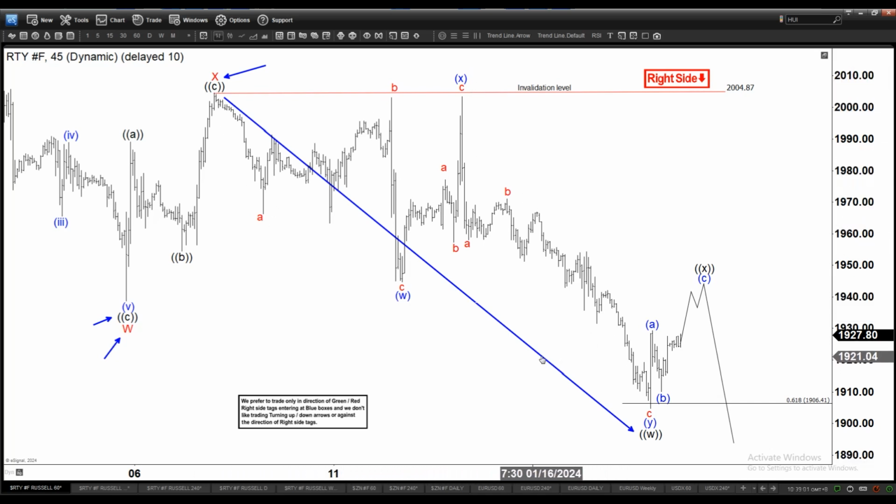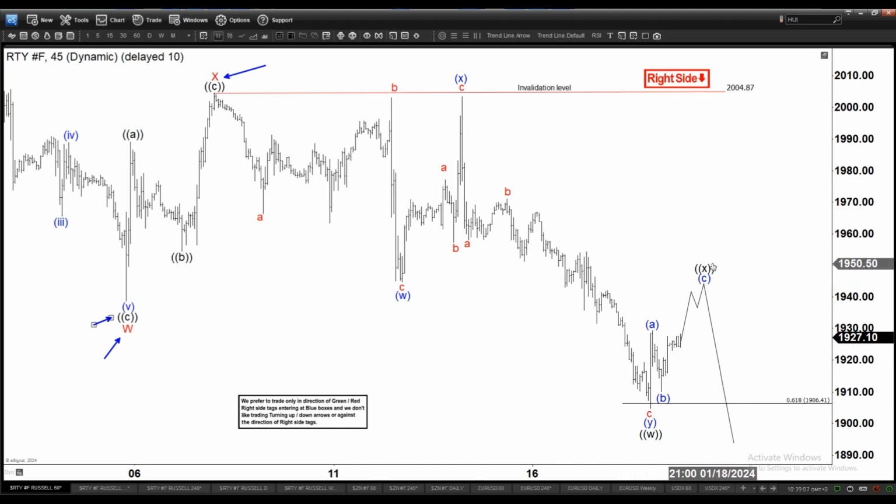So we ended W of Y over here, and now looking for a three swing rally to finish with X of Y. Right now, if we assume we can really go up from here, then technically speaking we can reach the 100% to 161.8% of the A P here, which is going to be this area, 1934, 1949. Then from there we can possibly turn lower again.